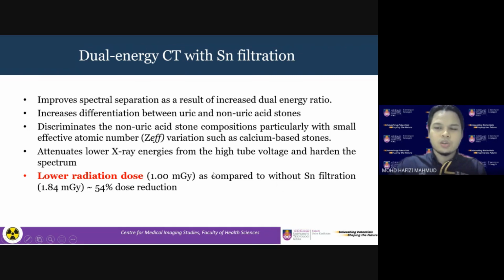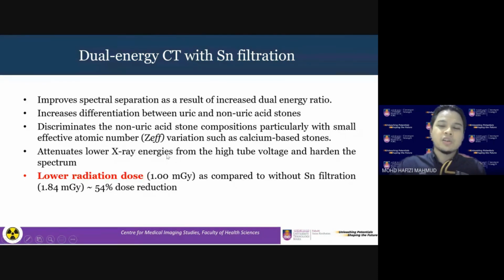Okay? In our study, we found that thin filtration just contributes about 1 milligray of the absorbed dose as compared to without filtration with 1.84 milligray, which is about 54% dose reduction. This is very useful, okay, because when we talk about CT, the radiation dose is a very, very hot issue, and in clinical practice we try to achieve what we call optimization.